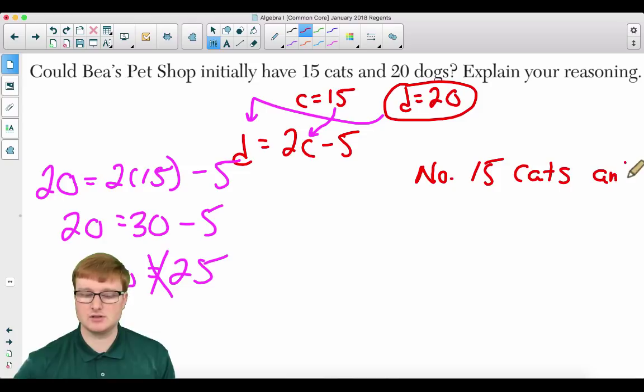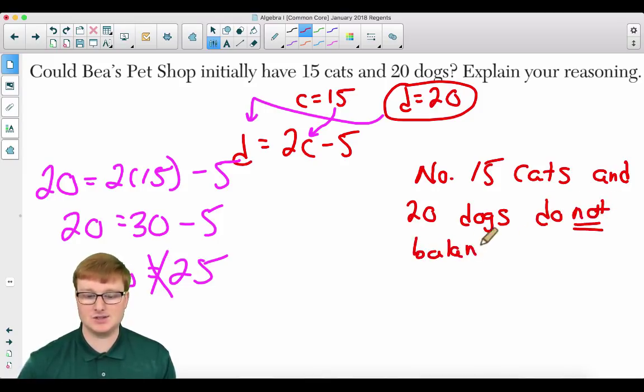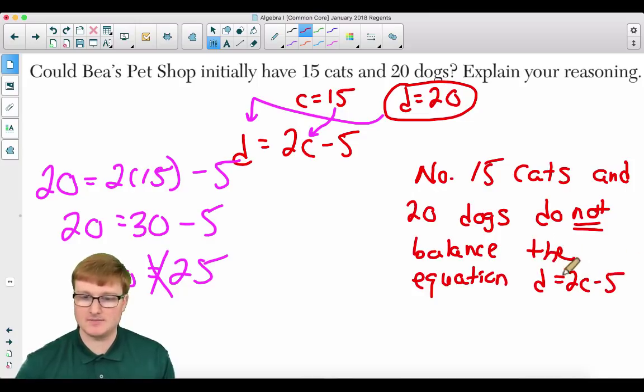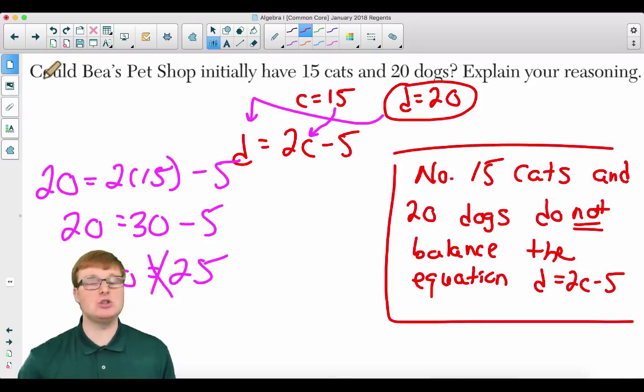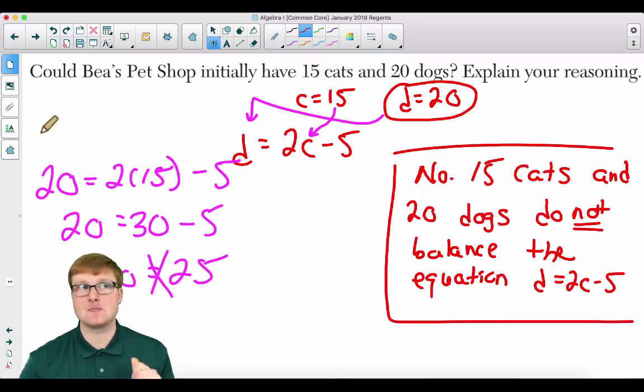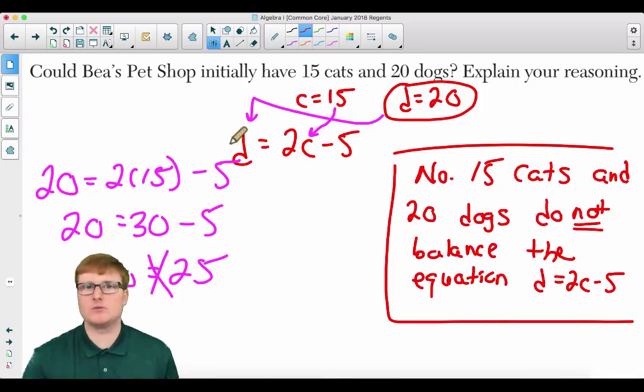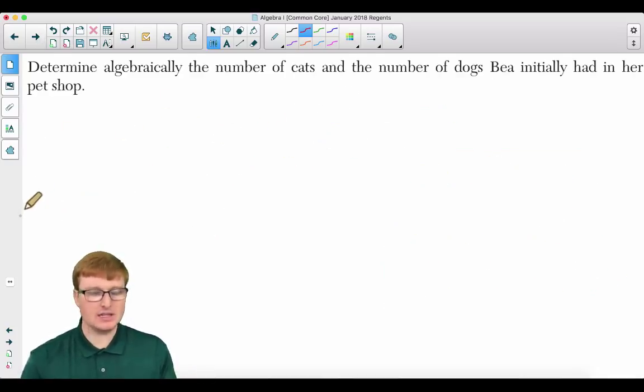15 cats and 20 dogs do not balance the equation D equals 2C minus 5. Okay? And that makes the most sense for your explanation. Now, could you use it on the other equation? Yes. I would not work with fractions, though, because, why not work with polynomials, right? Move on to the last part of the question.